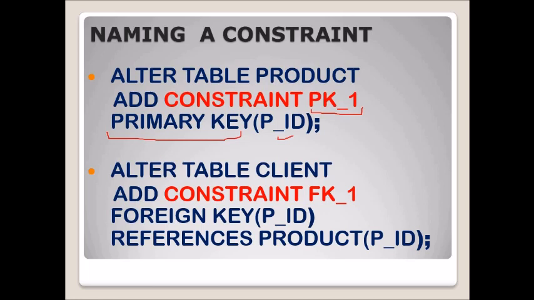Next is alter table client, add constraint fk. Suppose I want to use this name for the foreign key constraint. This line is the same as you set the foreign key. Just before the foreign key you'll write the name of the constraint. Similarly, just before the primary key you'll write the name of the constraint. Rest of the syntax is the same. So alter table client, add constraint fk1, foreign key PID, references product PID.